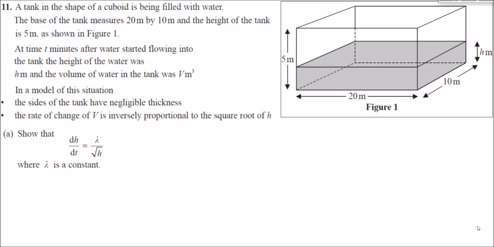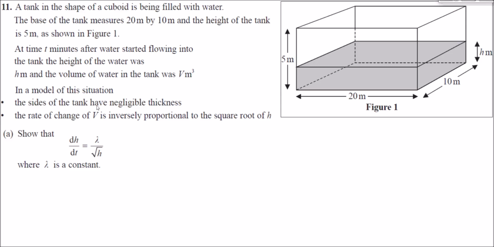Question 11, we've got a tank in the shape of a cuboid being filled with water. The base of the tank measures 20 meters by 10 meters, and the height of the tank is 5 meters, as shown in this figure here. At time t minutes after water started flowing into the tank, the height of the water was h meters, and the volume of the water in the tank was capital V cubic meters.